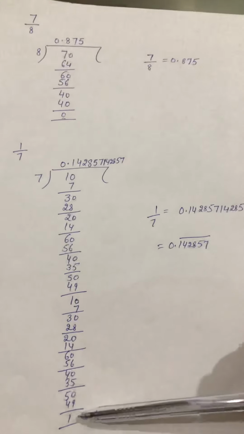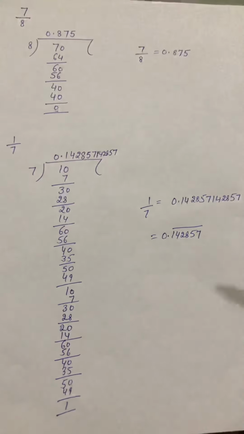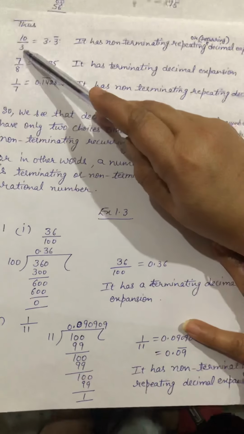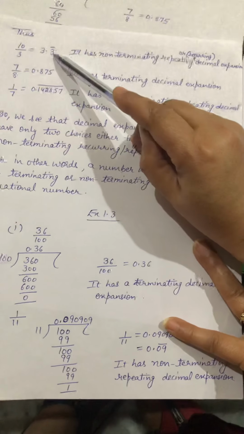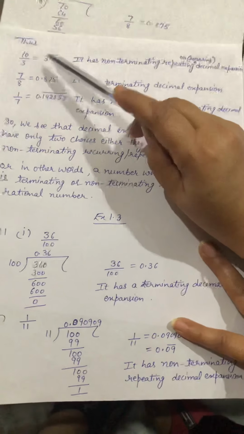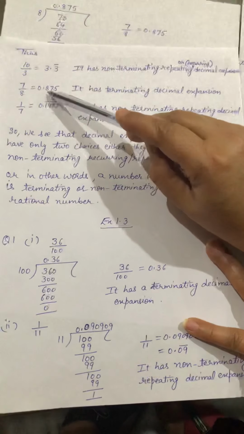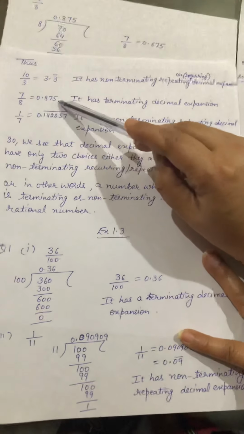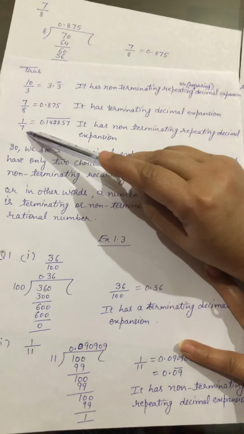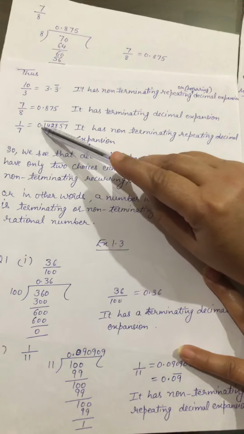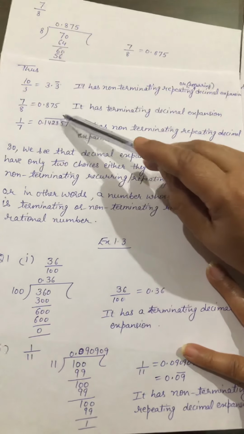And you can observe here again the remainder is not equal to 0. The remainder is 1. Now what we observed is, when we divide 10 by 3, the remainder is not 0 and we get the quotient as 3.3 bar. When we divide 7 by 8, the remainder is 0 and we get the quotient as 0.875. On dividing 1 by 7, again the remainder was not 0 and we get the quotient as 0.142857 bar.